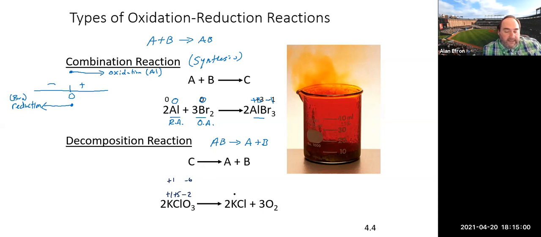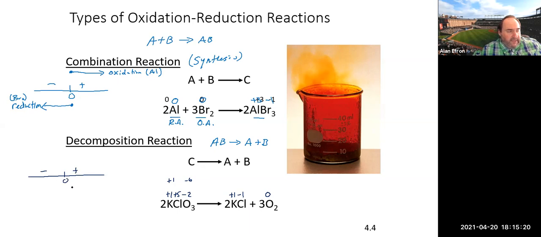Coming to the right-hand side, potassium is +1 since this is an ionic compound. Chloride is -1 since this is an ionic compound. And oxygen is 0. So we got a lot of elements here. We actually have 3 different elements. Let's see if we can figure out what is happening with each of them.